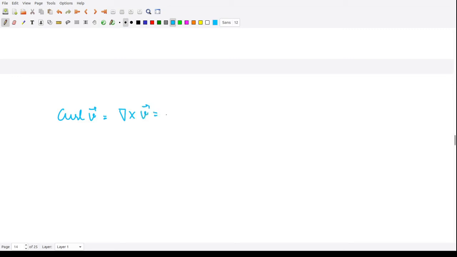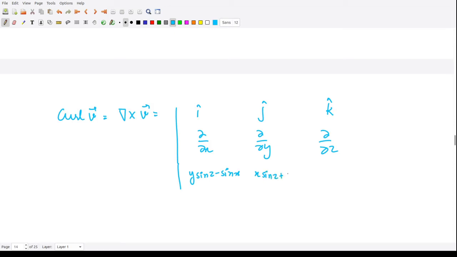So it would be equal to calculating the determinant of i cap, j cap, k cap, del by del x, del by del y, del by del z, and the components of vector v, they are given to be y sin z − sin x, and it is x sin z + 2yz, and for the third part it is xy cos z + y². So we can compute the determinant here.